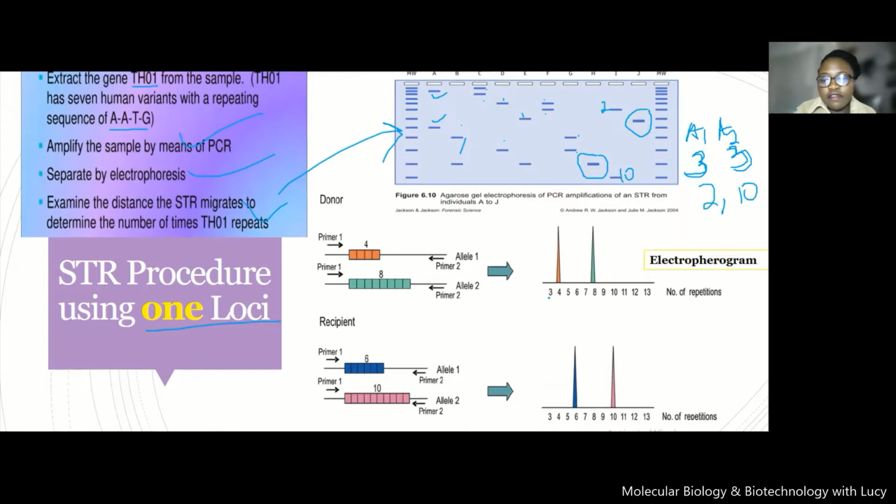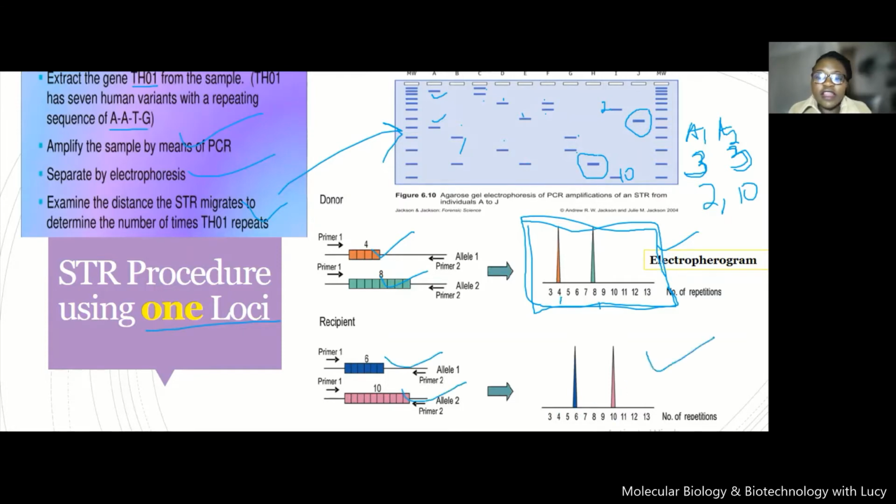We can also have what we call an electropherogram for the STRs. In an electropherogram, you have done your primer 1, primer 2, and now it draws peaks for you. So in this case, we had a peak at 4 and a peak at 8. That is 4 and 8. If you have 6 and 10, the same way, 6 and 10. So this is another way in which you can have the results.